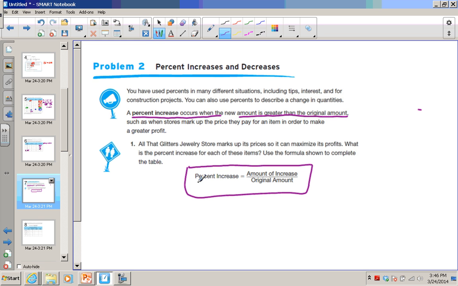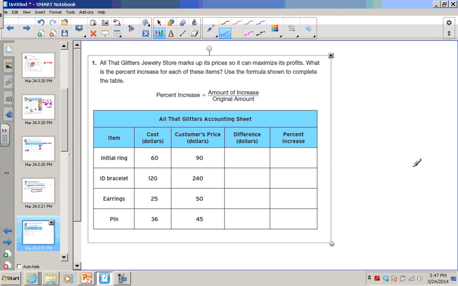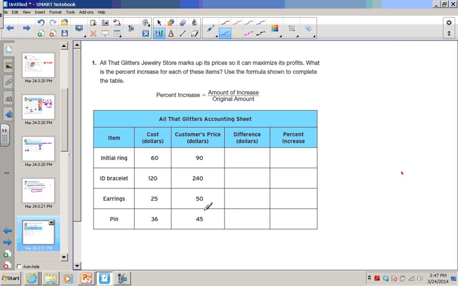The formula or equation that you use in order to figure out what the percent increase is, meaning how much they marked up the price, is this. So we have the amount of the increase over the original amount, and that's going to tell you how much it marks it up. So let's try to use that to fill in this table.